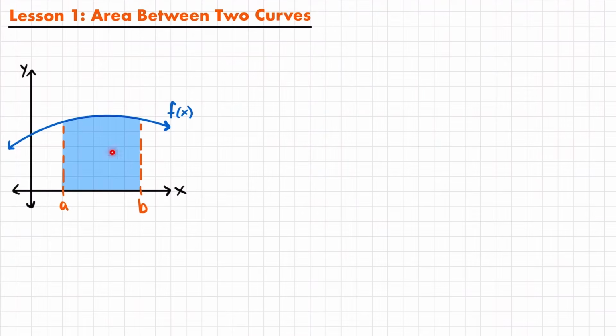And so here we have a function f of x, and if we wanted to know the area of this shaded region beneath this function from a to b, we could set up a definite integral as follows. We would have that the area is equal to the integral from a to b of the function f of x times dx. Right? So this definite integral represents the area of this shaded region.